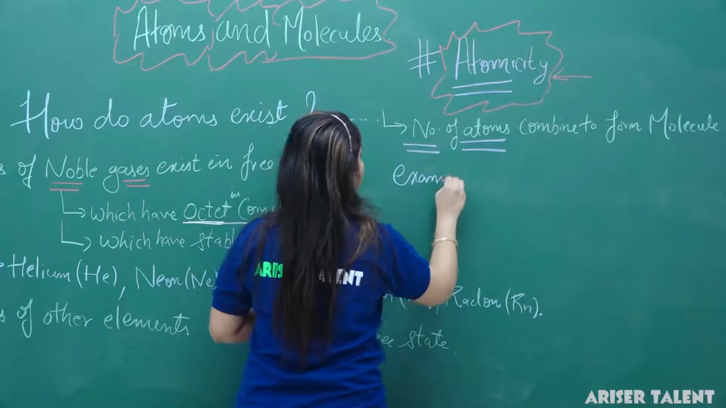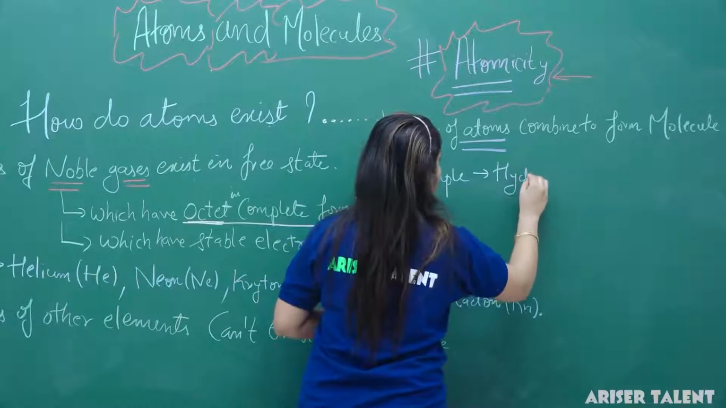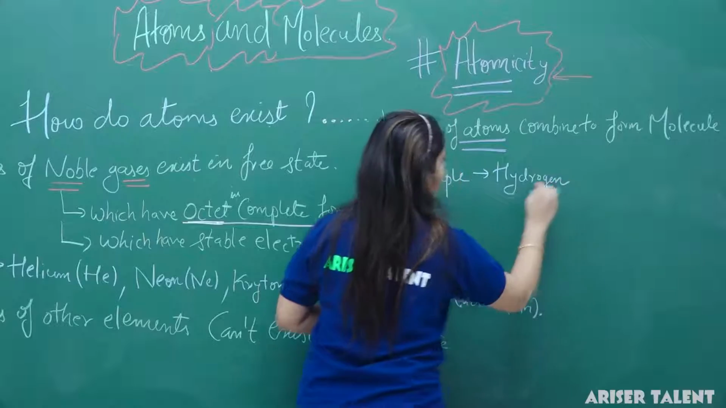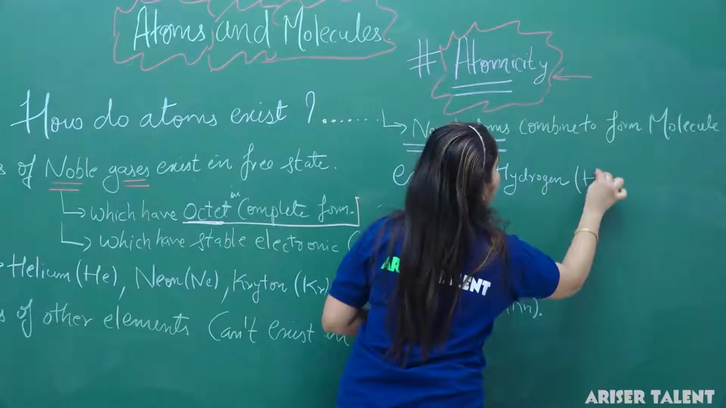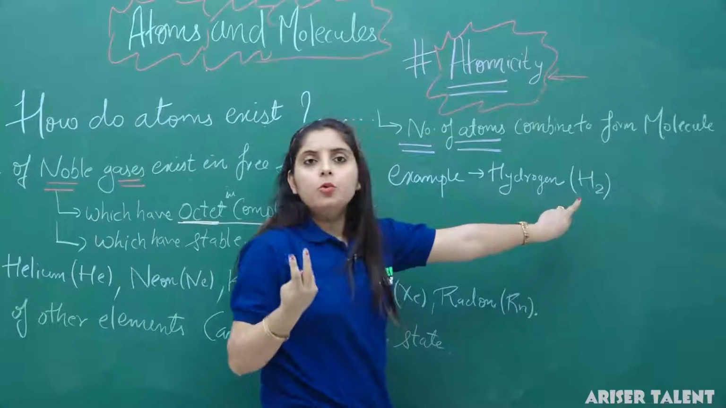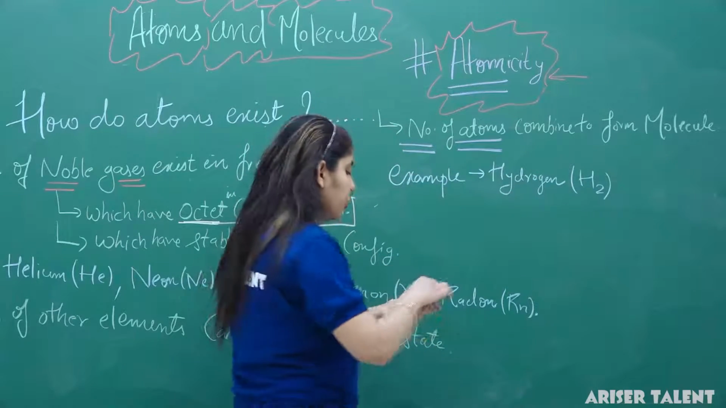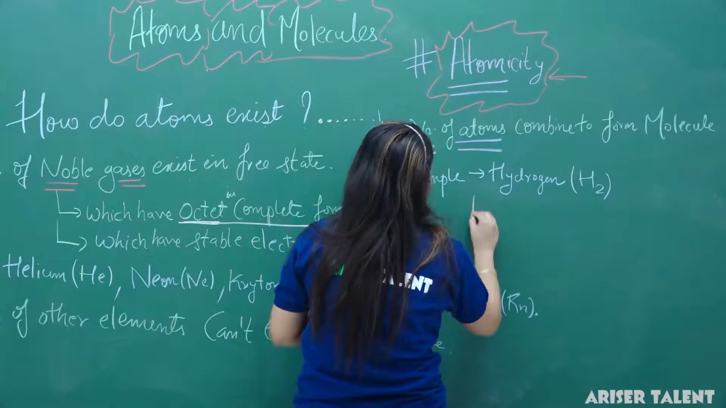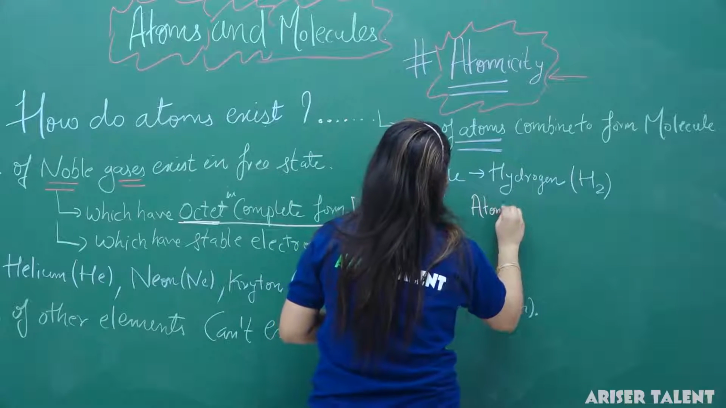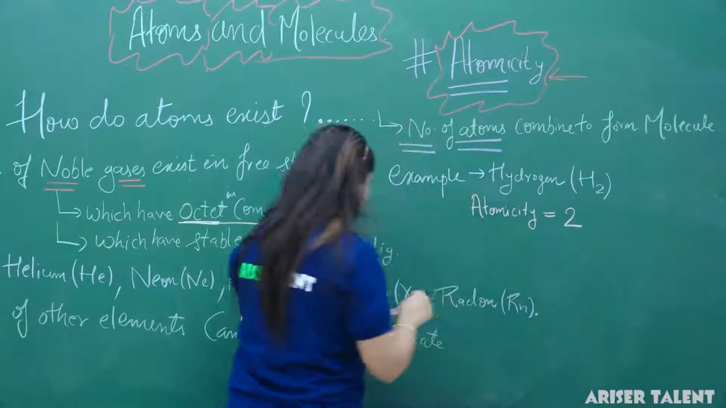We have an example: hydrogen. We actually write hydrogen as H2. It means it is combined with two atoms of hydrogen. So the atomicity of hydrogen will be 2.